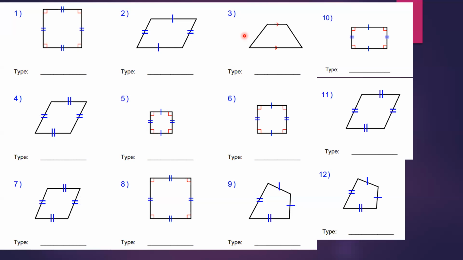Again, once you finish with your work, take a picture of it and send it to me via WhatsApp. That's everyone. Once you're finished with your work, take a picture of it and send it to me via WhatsApp.